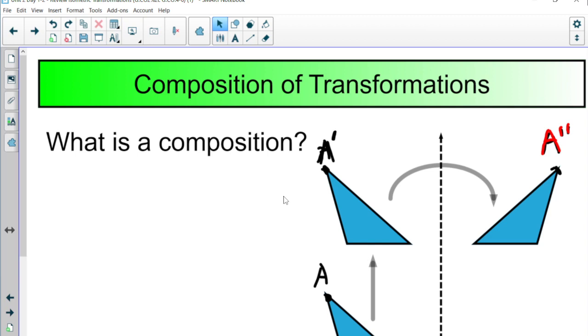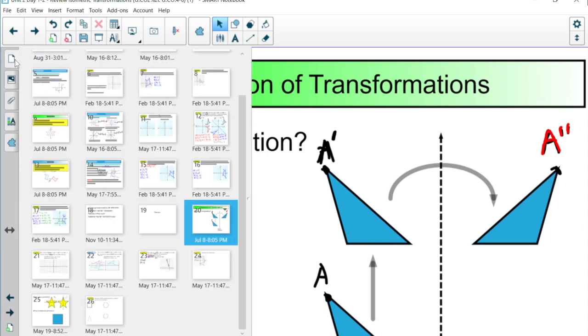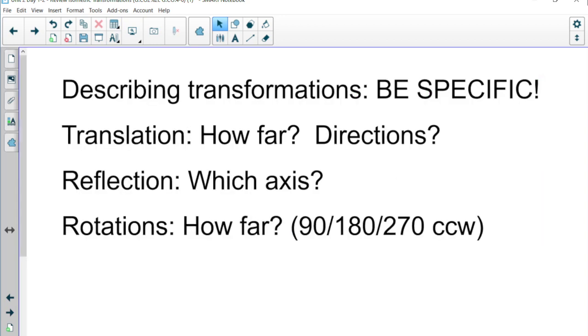to it. Now, an important thing to note is that whenever we describe these transformations, we want to make sure we're specific in describing them. All right, so we're not just going to put translation, rotation, reflection. When we say a translation, we're going to say how far, in what direction. So a transformation this far to the left and this far down.